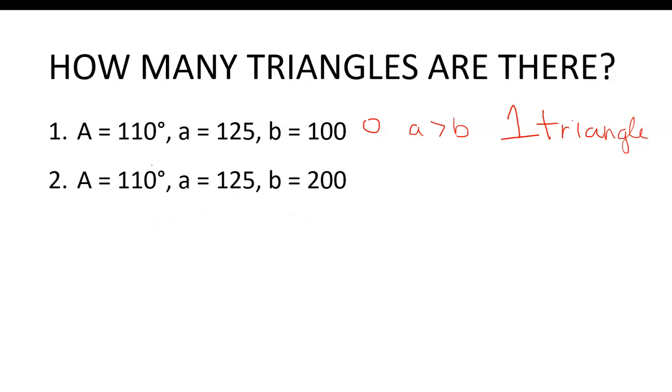All right, we have again an obtuse triangle. This time, A is less than B, which means we have no triangle. Can't solve it. You actually would put no solution. You can't do this problem. It doesn't make a triangle.